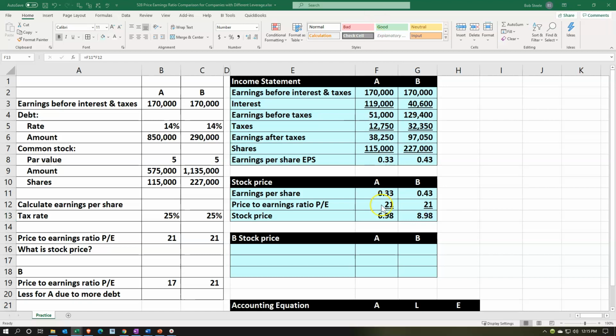Also note that you might have the stock price here on the market and then be trying to figure out the PE ratio for your analysis. So if you had the stock price, you take the stock price divided by the earnings per share, and that would give you the PE ratio.